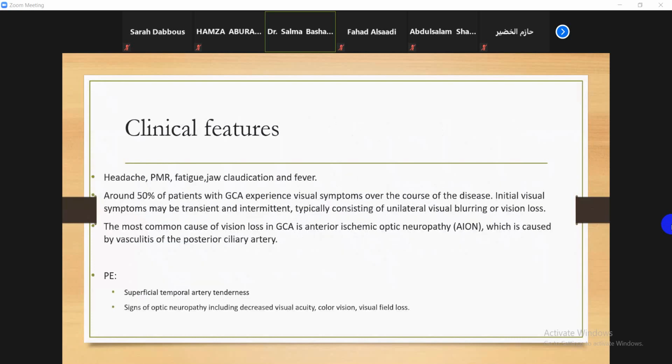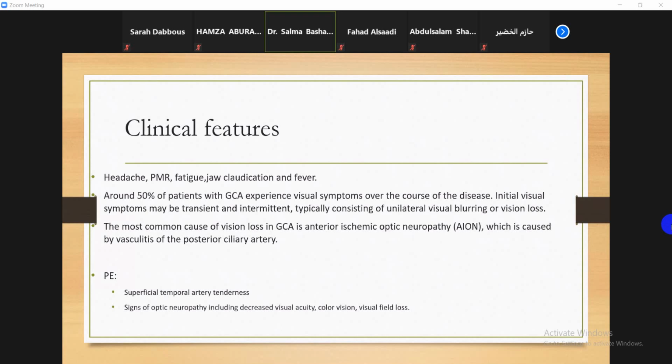Okay. So how do they manifest? What are the clinical features of giant cell arteritis? Again, headache, and the headache has non-specific features. There is a strong association with PMR, polymyalgia rheumatica, multiple joint pain and stiffness. They also report fatigue, jaw claudication, which is pain in the jaw with chewing or eating or talking, and also fever. So neuro and systemic manifestations.